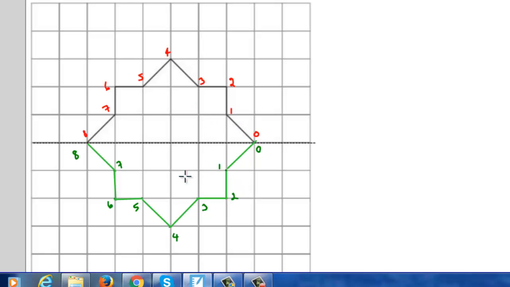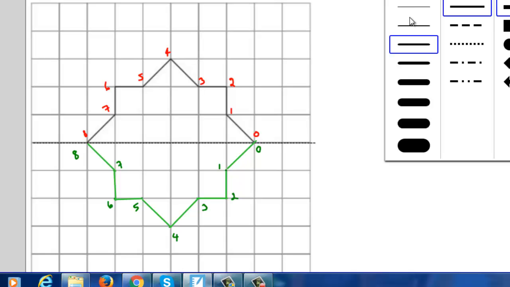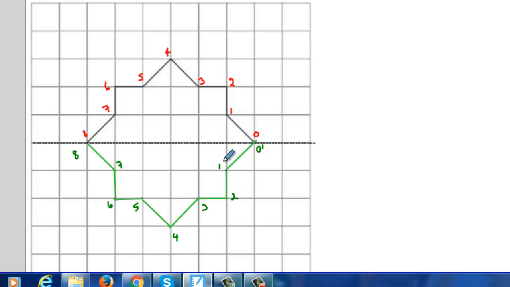We can do it with a different color, or if you have the same color, the only thing that you can make as a difference, you can name this number with prime: 1 prime, 2 prime, 3 prime, 4 prime, 5 prime, 6 prime, 7 prime, and 8 prime. And this is in the case you don't have a different color and you are using your pencil and the same color above and below, so you can make a difference between 0 and 0 prime this way.